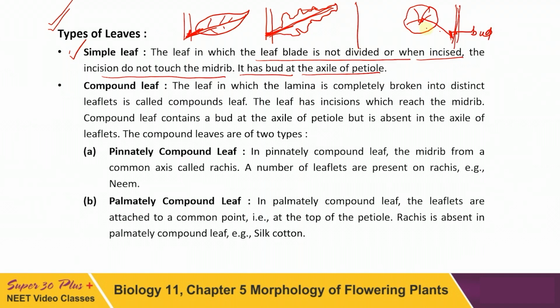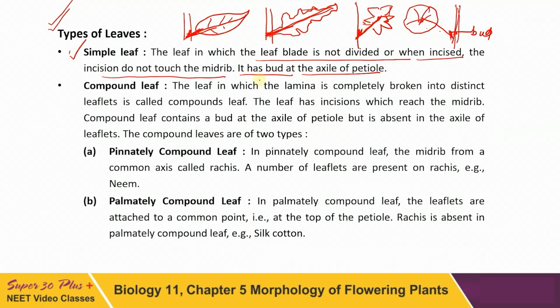From this, that is here. This is the petiole. This is the bud. And here, incisions are there in this case. But the incisions do not reach the tip of the petiole. So this leaf will also be known as a simple leaf. Is it clear to you?